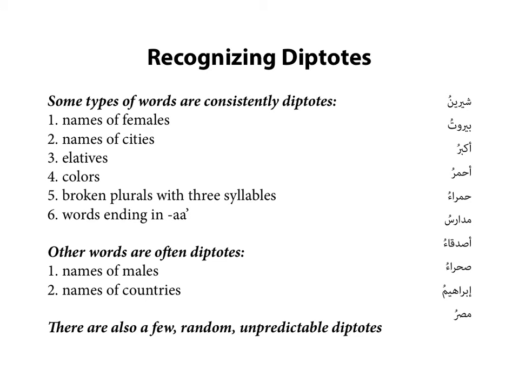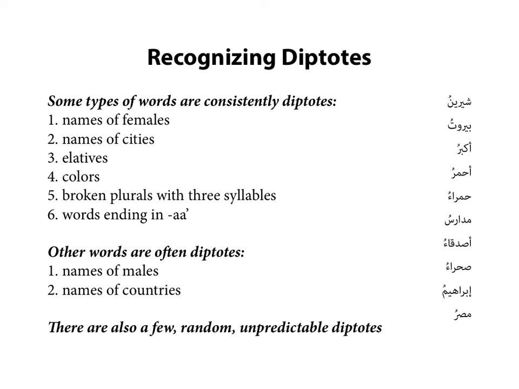Names of cities are always diptotes, like Beirutu. Elatives, like akbar, are always diptotes. Colors, which have the same consonantal pattern, like ahmar, are also diptotes. Broken plurals with three syllables, like madaris and asdiqa, are almost all diptotes, as are other words that end in a, like the feminine hamra and sahra, desert.